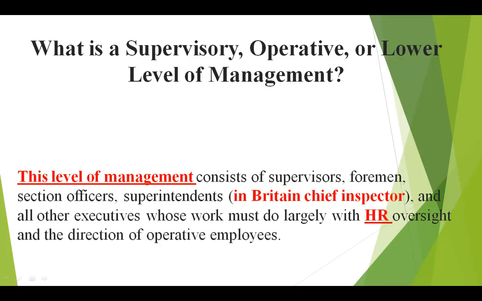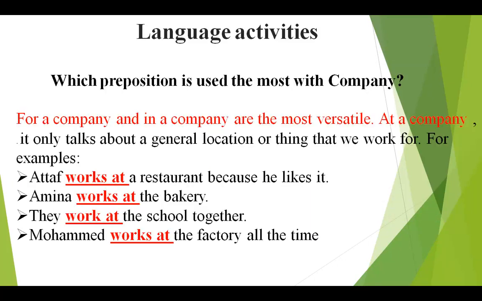Third one, what is supervisory, operative or lower level of management? This level of management consists of supervisors, foremen, section officers, superintendents, in Britain chief inspector, and all other executives whose work has to do largely with HR, human resource oversight, and the direction of operative employees.